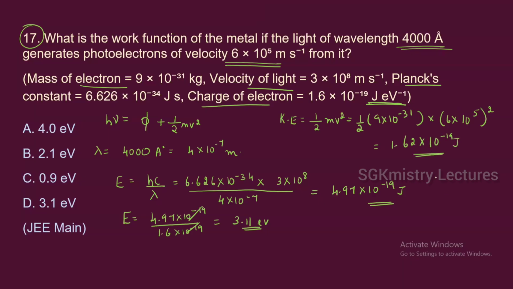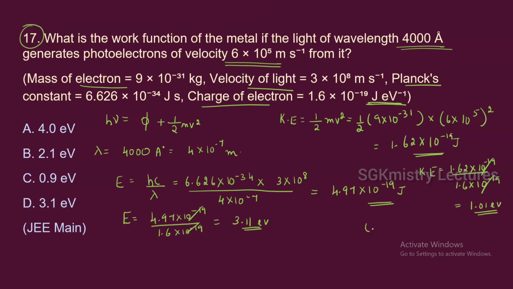So now let us calculate again the kinetic energy in terms of electron volt. So 1.62 into 10 to the power of minus 19 divided by 1.6 into 10 to the power of minus 19. So these both cancel out. So we get 1.01 electron volt.